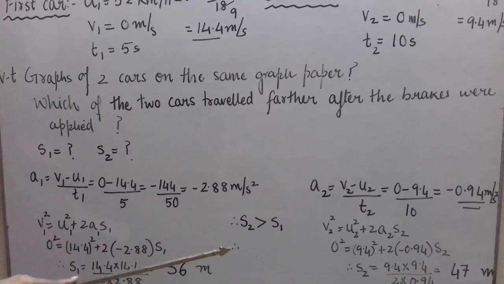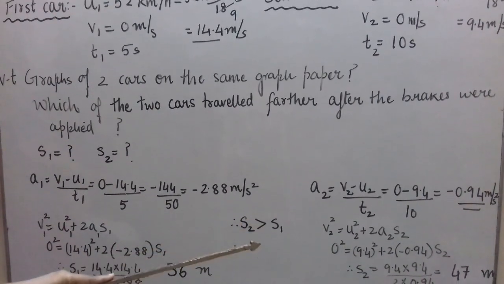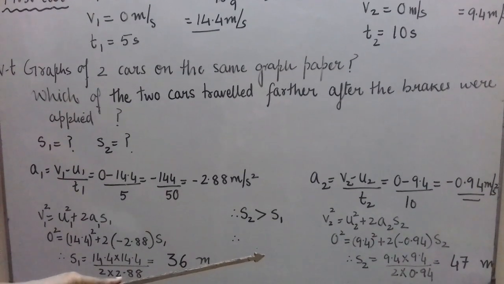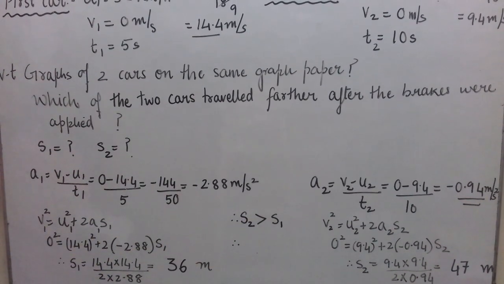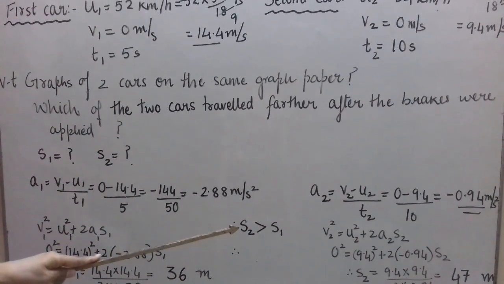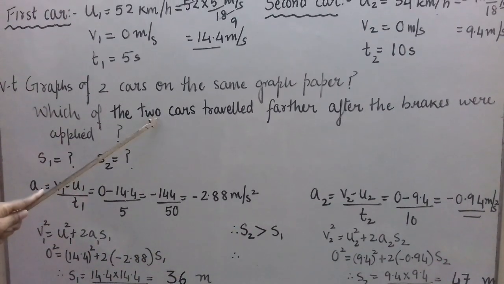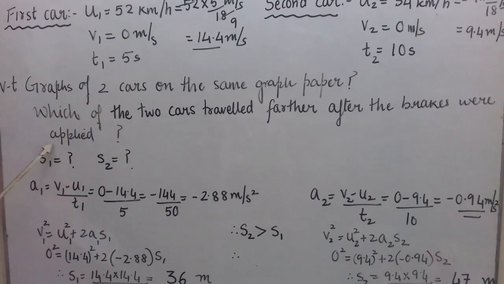Similarly, using the third equation of motion for the second car, we can find out the distance travelled S2 and it comes out to be 47 meter. You can do the calculations on your own and get the same answer. So from here, S1 is 36 meters, S2 is 47 meters, S2 47 is greater than this 36 meter. So S2 is greater than S1 and we can write second car has travelled farther after the brakes were applied.